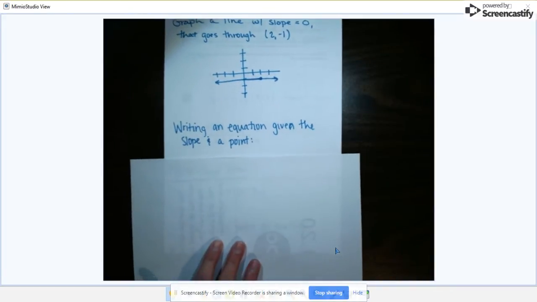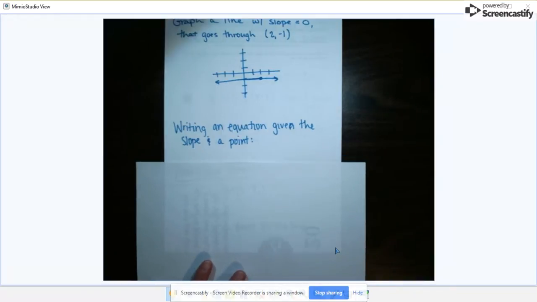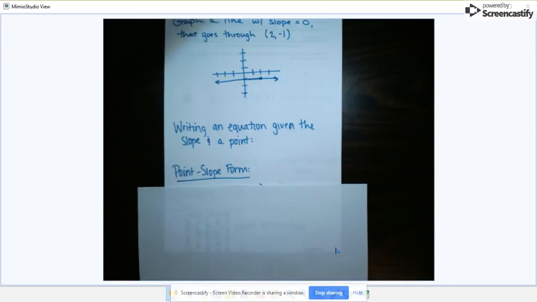All right, now we're going to look at writing an equation given a point and a slope. So our goal is always to get our equation to be y equals mx plus b, which is that slope-intercept form we talked about. But before we can do that, we have to start with something called point-slope. The name comes from the fact that they give us a point and a slope.